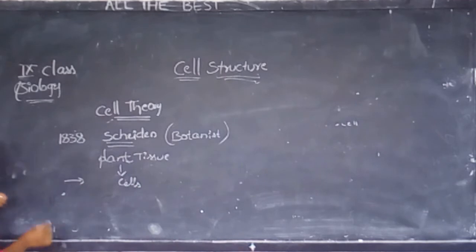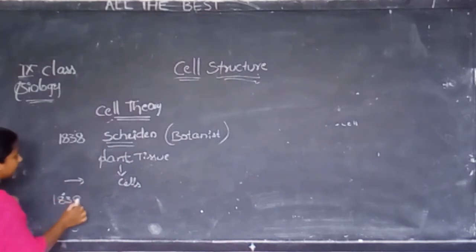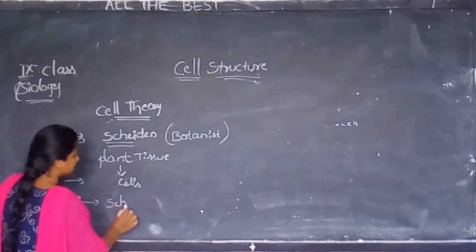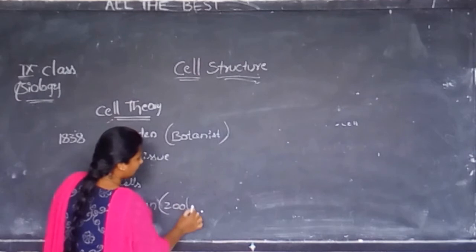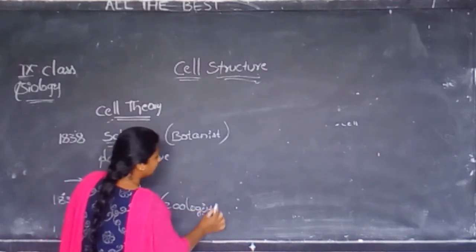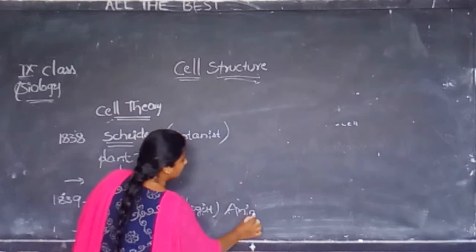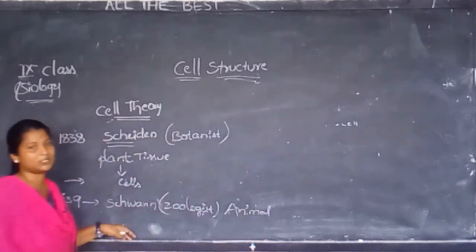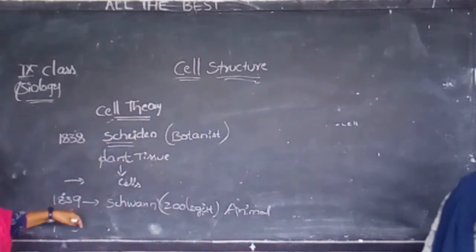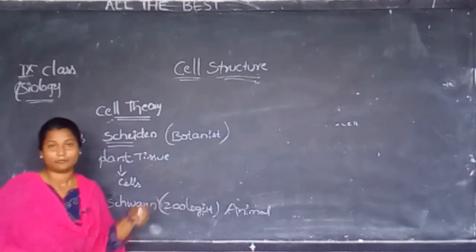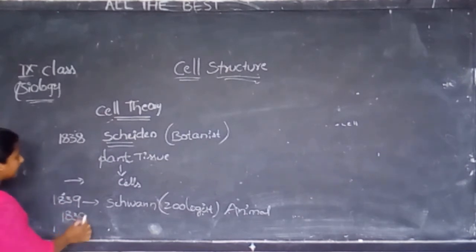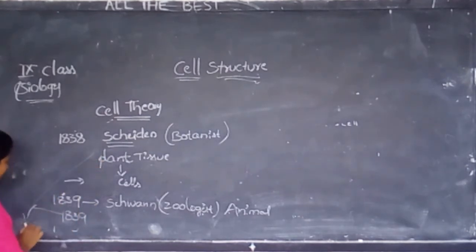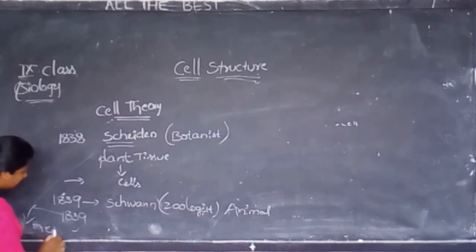The next, in 1839, the scientist was Schwann. He is a zoologist. He observed animal tissues. Later, he proposed that all animals consist of cells. These are functional units of life. Later, in 1839, these two scientists joined together and proposed cell theory.